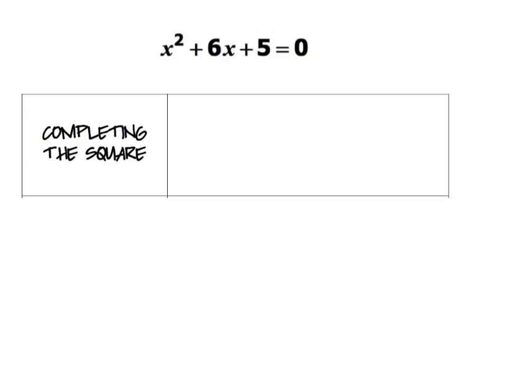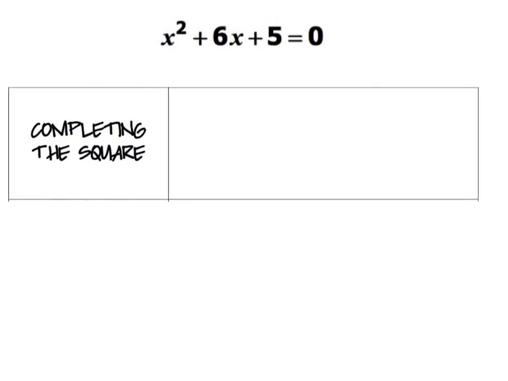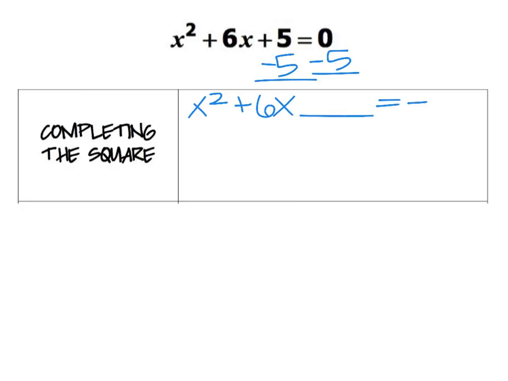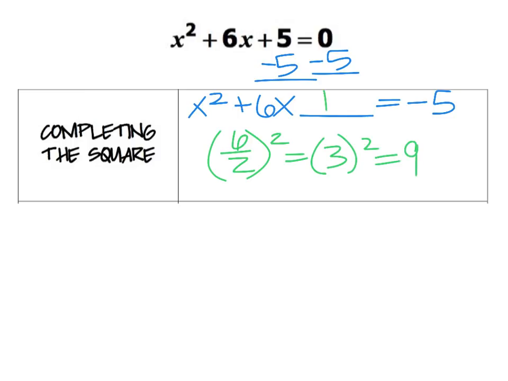All right, so we can't solve it by square roots, but we can solve this by completing the square. So in order to solve this by completing the square, the first thing we want to do is subtract 5 from both sides. So then we would write this as x squared plus 6x, and we're going to leave a space, equals negative 5. Then we want to take our b, divide it by 2, and square it. So we end up with 3 squared equals 9. So we want to add 9 to both sides.